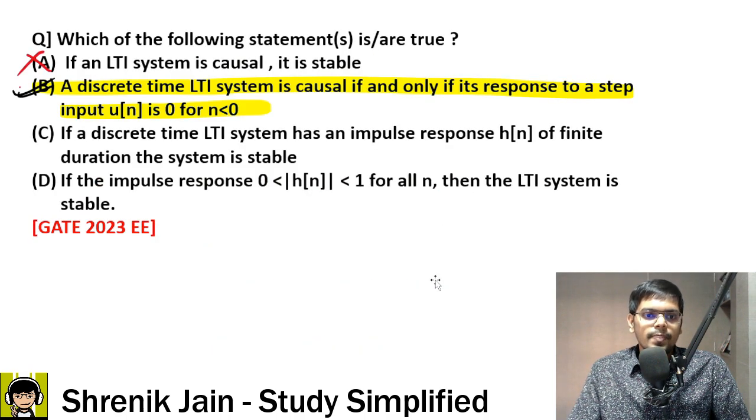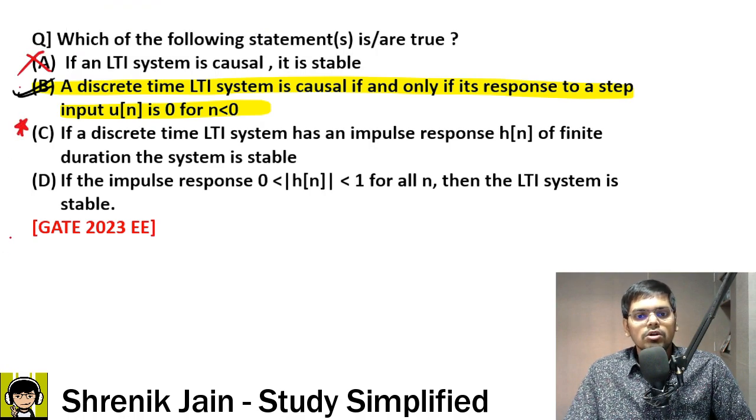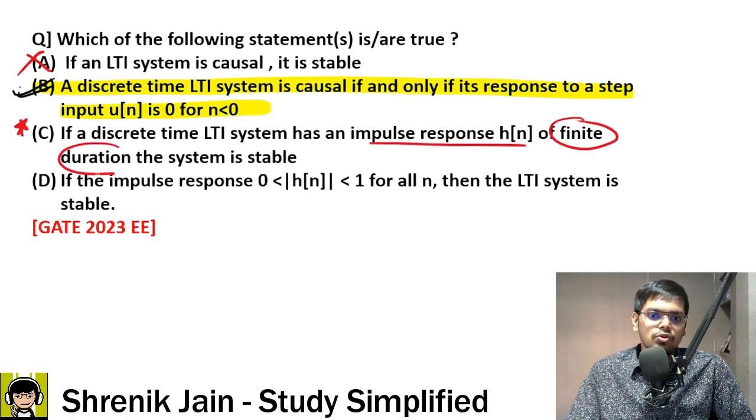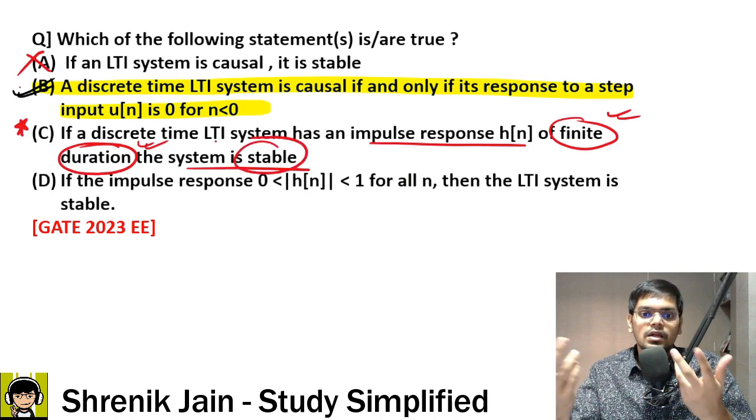Now, next is Calcutta and Delhi. Calcutta is a little bit tricky. Mark it with a star. Why is it tricky? Because this may or may not be true. If a discrete time LTI system has an impulse response h of n of a finite duration, this system is stable. See, the concept is it should be absolutely summable, which means the summation of h of n should be less than infinity. But what if this finite duration has an amplitude which is infinity? Then if you add the signals, the answer would be infinity. If the answer is infinity, then it is not stable.